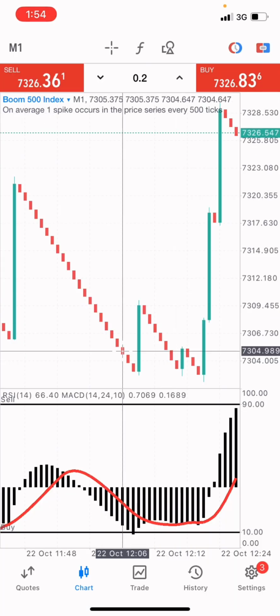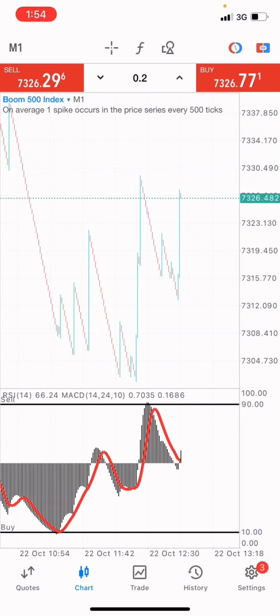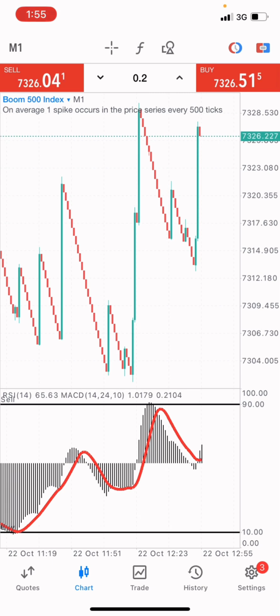Then our chart right here is now good, right? It's not good looking. If I remove the RSI, you'll see that there are no levels. There is no level 90 and level 10, and I won't be able to tell the accuracy. So now this is the MACD and the RSI in action and in combination together.